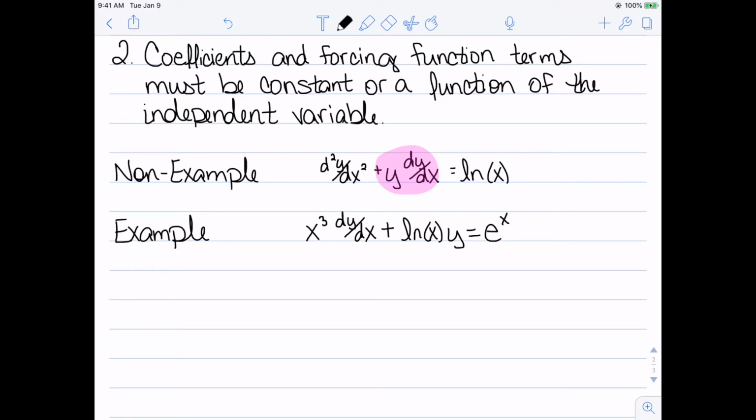On the other hand, if I have x cubed dy dx plus ln x times y equal to e to the x, this would be a linear differential equation. We have the dy dx term and the y term, which are both polynomial terms of order 1. And the coefficients are x cubed and ln of x. Both of those are only the independent variable. And my forcing function is e to the x, also only the independent variable.